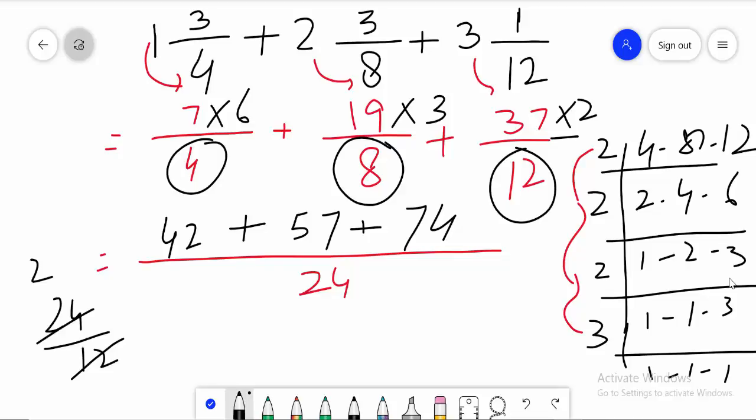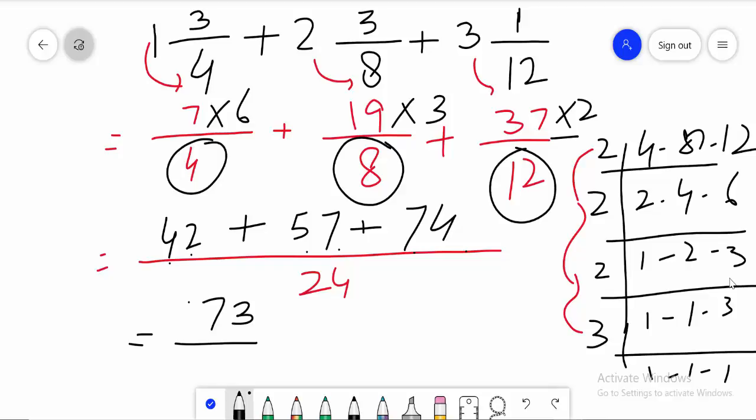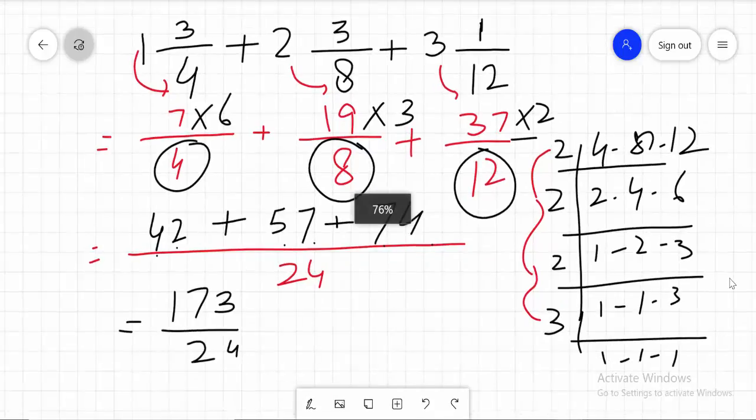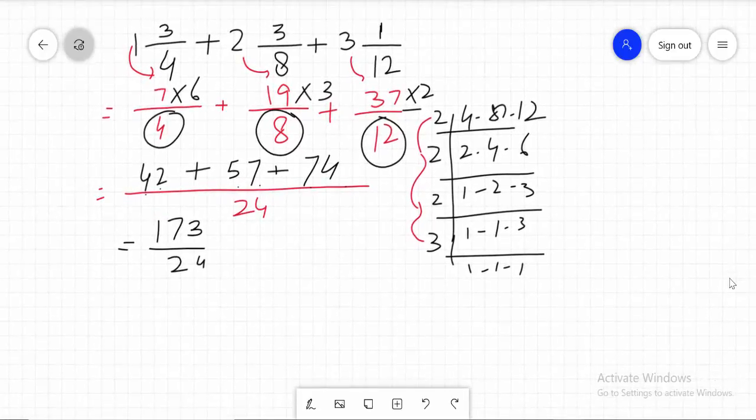74. This is the simplification, and now just add these three values you can see on screen: 42, 57 and 74. 2 plus 7 is 9, plus 4 is 13. Now 4 plus 5 is 9, plus 7 is 16, and plus 1 is 17 over 24. Now we need to find the answer in mixed form.